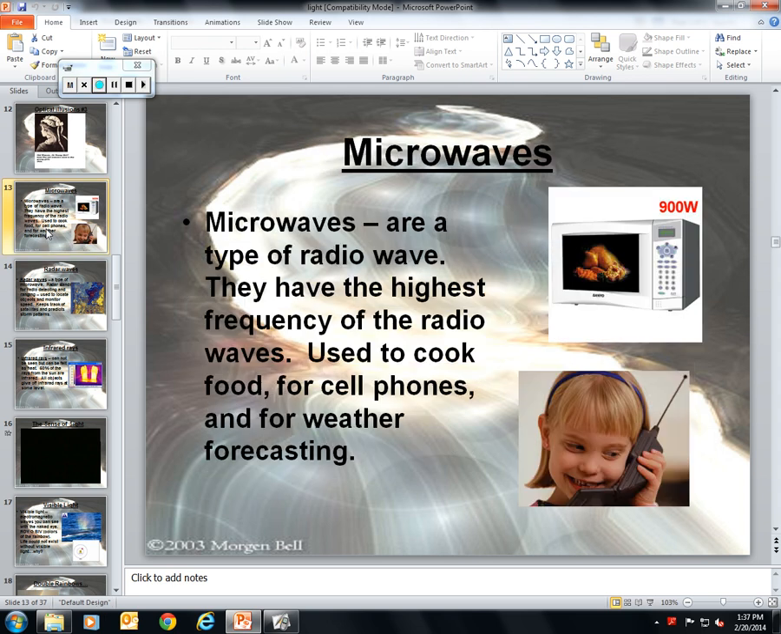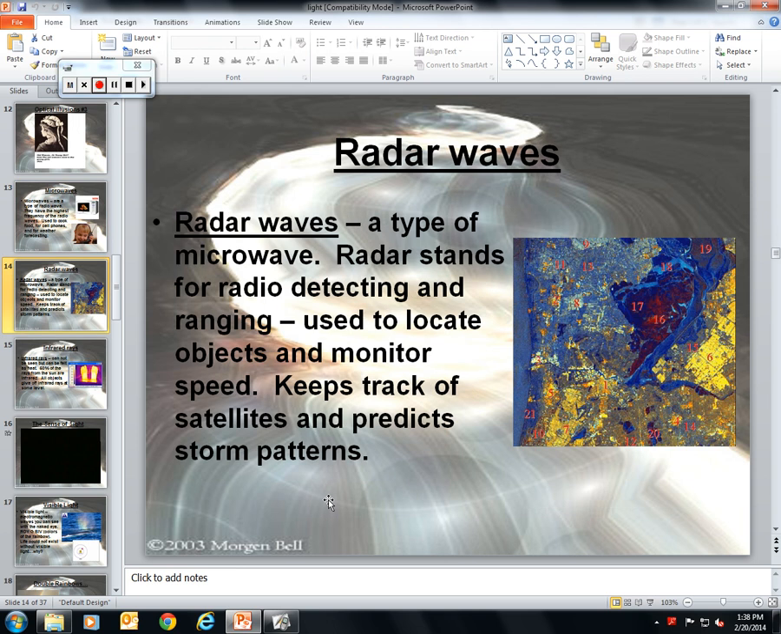Okay, microwaves are an example of radio waves. They are the strongest of the radio waves. They're used to cook foods, they're in cell phones, and also used for weather forecasting. Here's how they're used as weather forecasting. Radar waves is an example of microwaves. Radar stands for radio detecting and ranging. It's used to locate objects, track and predict storms.